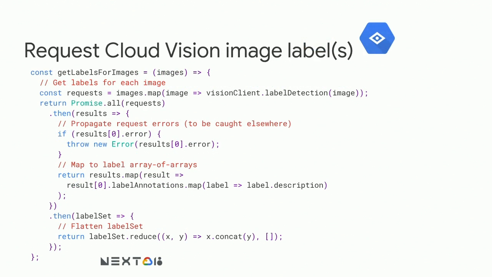So this is the function that talks to Cloud Vision to get those image labels. At a high level, what it's doing is sending a request to Cloud Vision using the Cloud Vision client library in Node.js. And then once that process is done, it takes that response, massages it into an easy-to-read format, in particular just a list of categories for all the images in the message, and then returns that back to its original calling function.